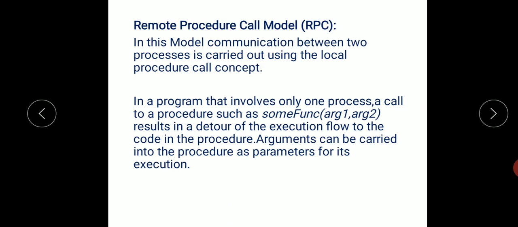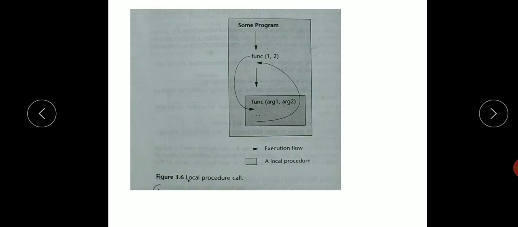RPC is carried out using the local procedure call concept. The local procedure call involves only one process. A call to a procedure such as a sum function with arguments, argument 1 and argument 2, will deviate the execution flow to the code in the procedure. So arguments can be carried into the procedure as parameters. See here, this is how the local procedure call works.